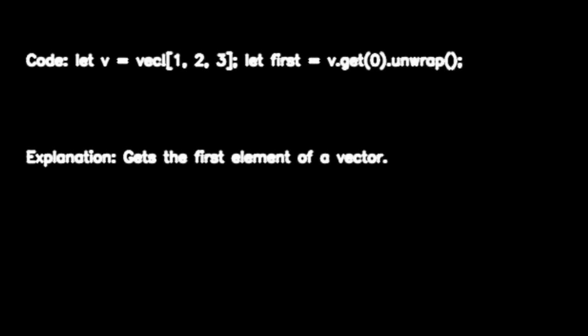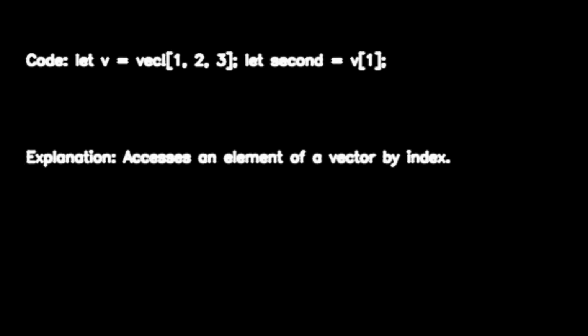Code. let v = vec![1, 2, 3]; let first = v.get(0).unwrap(); Explanation: gets the first element of a vector. Code. let v = vec![1, 2, 3]; let second = v[1]; Explanation: accesses an element of a vector by index.